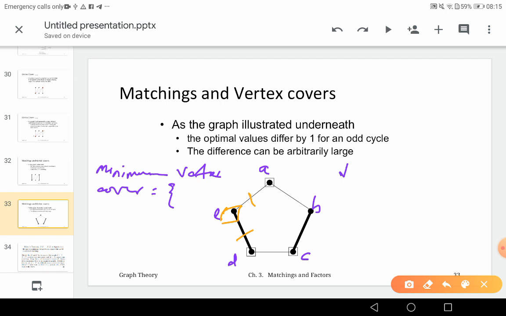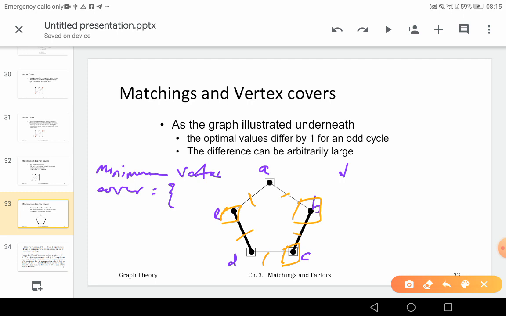And then I choose C. So C will cover CD and CB. So we have one more to choose. Let's say I choose B. B covers this one. So all the edges are covered. So that means we have 3 as the number of vertex cover.